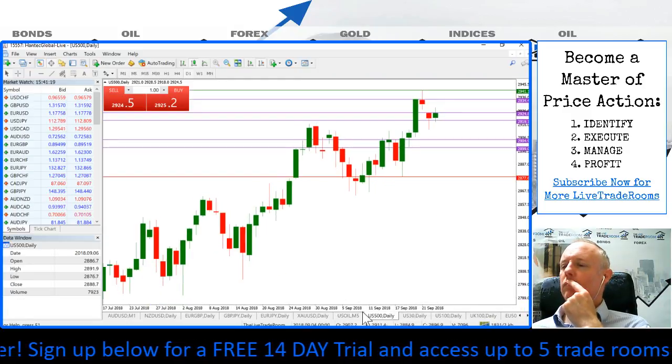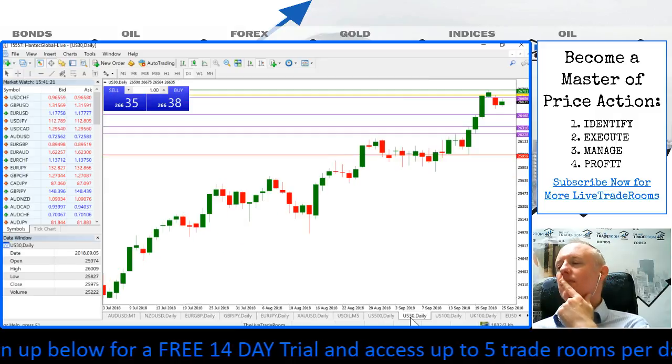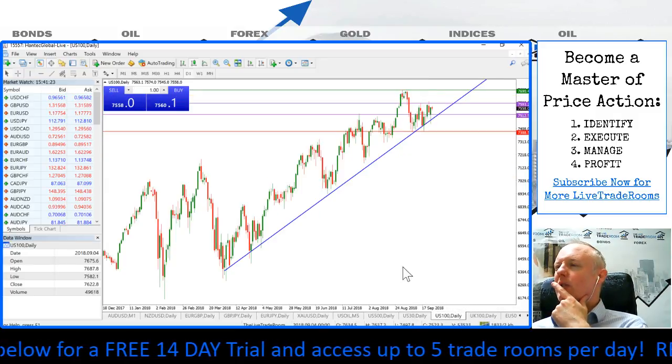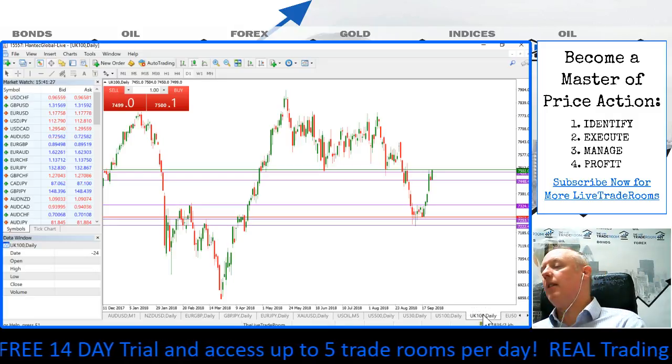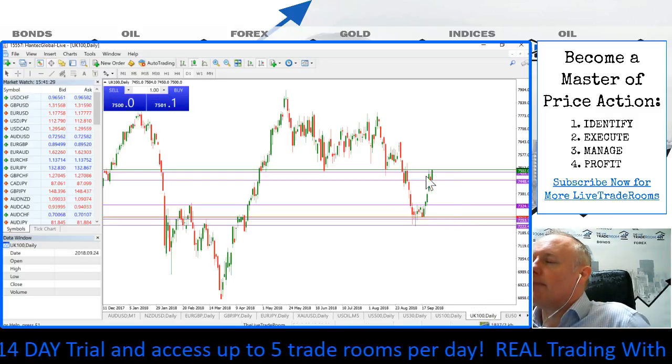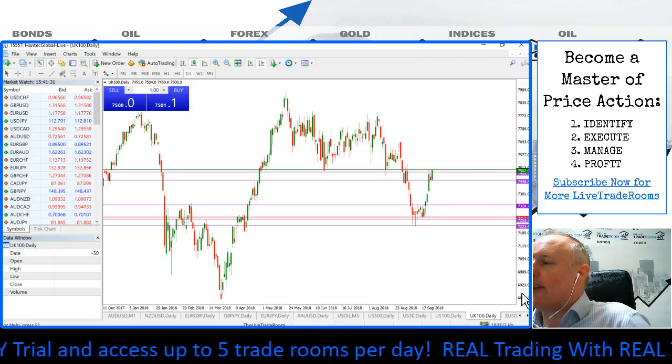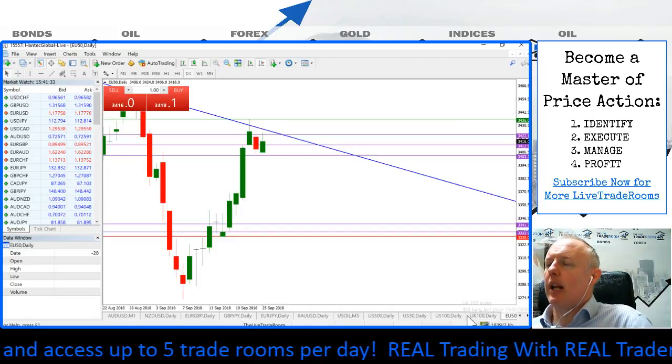Okay, global equities showing signs of strength, but not much strength. FTSE is potentially breaking above the 7,500 level to the upside and would be an interesting trade.